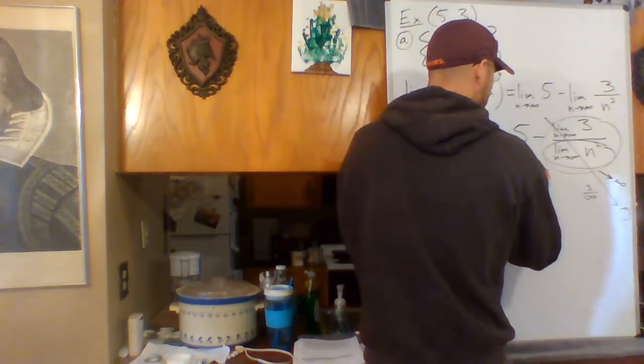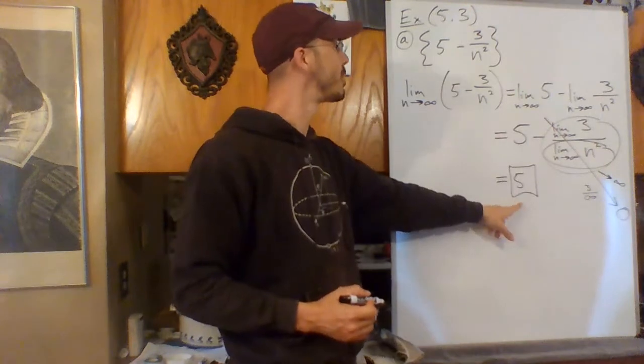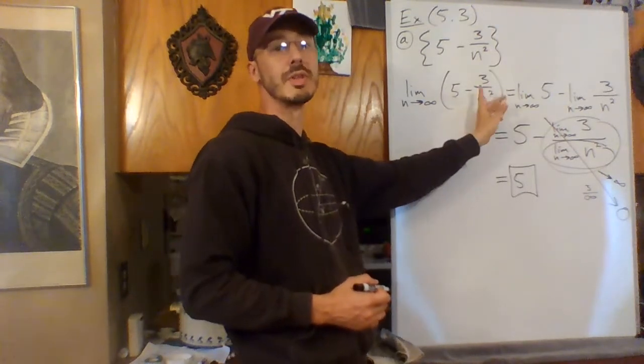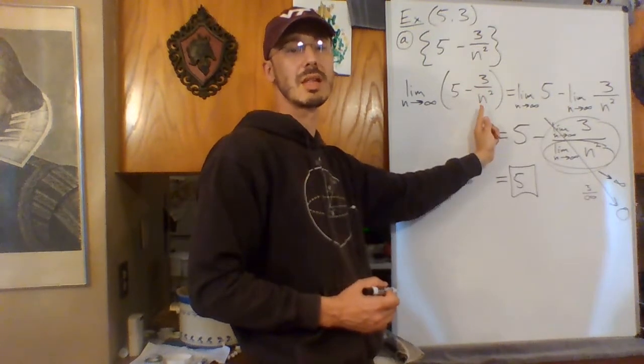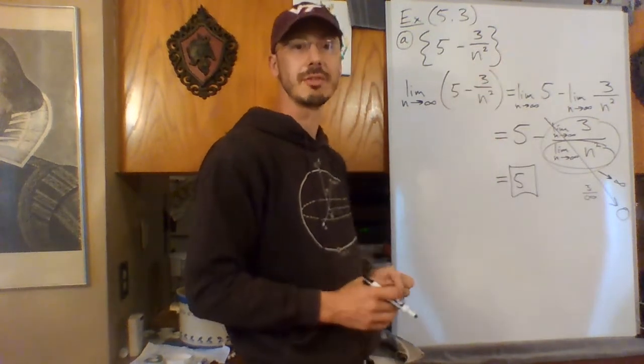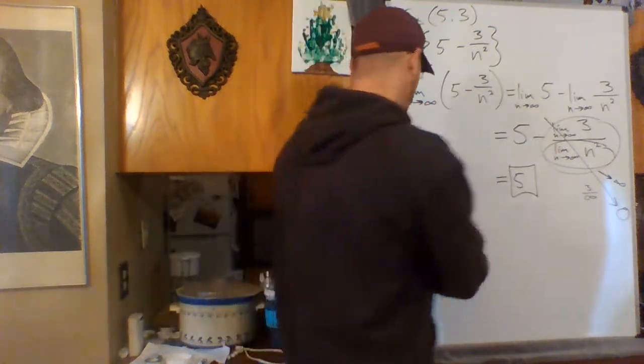And this original limit that we were looking at is 5. You might have been able to see that a little earlier too. This part is shrinking away as the n grows, leaving the 5. So that's a fast way to do it. This is a careful way to do it.